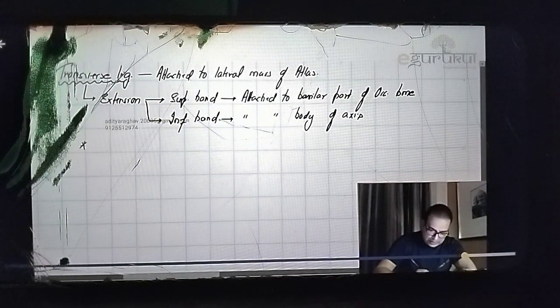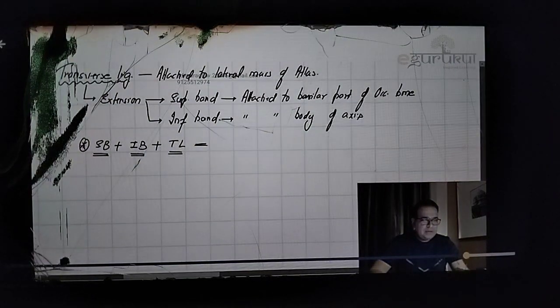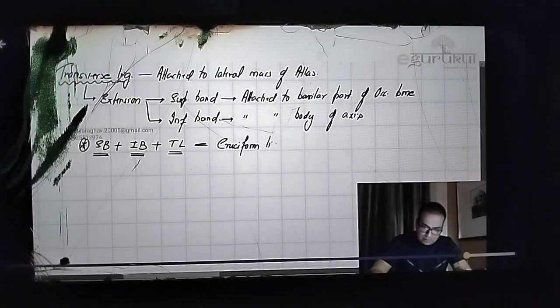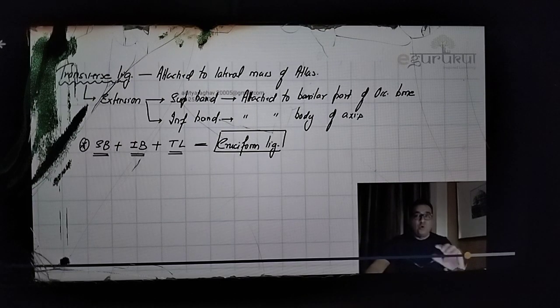And obviously we said that these bands, this superior band plus inferior band, I'm writing in short, but you write it down: superior band plus inferior band plus transverse ligament. Superior band, inferior band, transverse ligament, they collectively are called as what? They are collectively called as cruciform ligament. So obviously the main support of this joint is the cruciform ligament, which is connecting the dens and basically holding the dens in its position here.